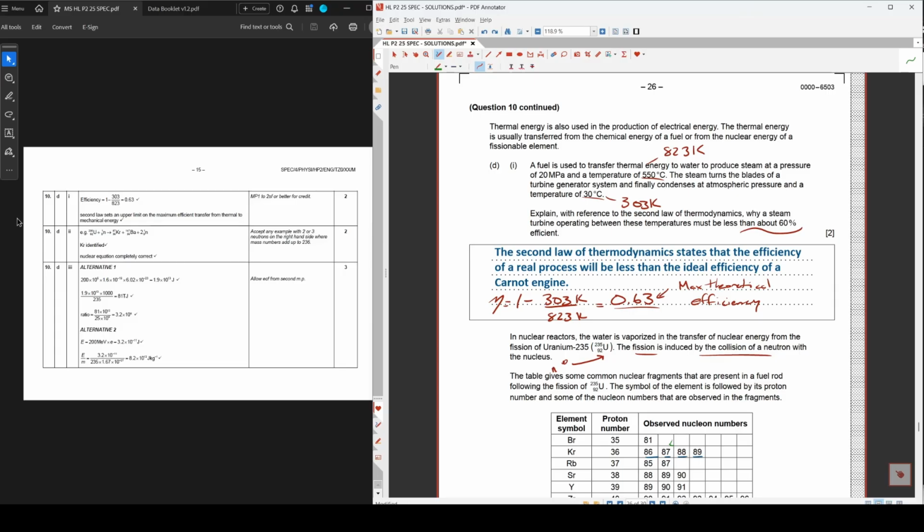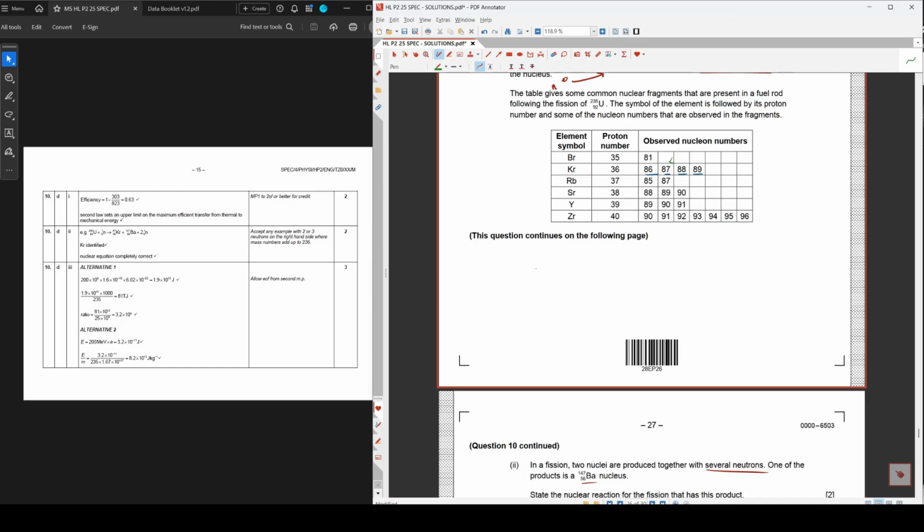In this one, you get a point if you identify the theoretical efficiency. That's got to be 2 sig figs or better for credit. Again, because they're saying about 60%, this is kind of like an implied show that kind of thing. So you want to show the exact number that's about 60%. And then the second law says like there's a maximum possible efficiency, something like that.